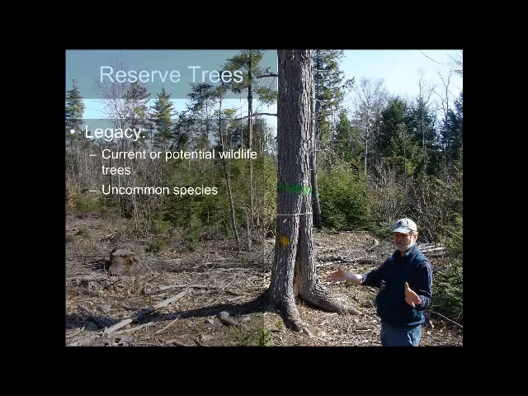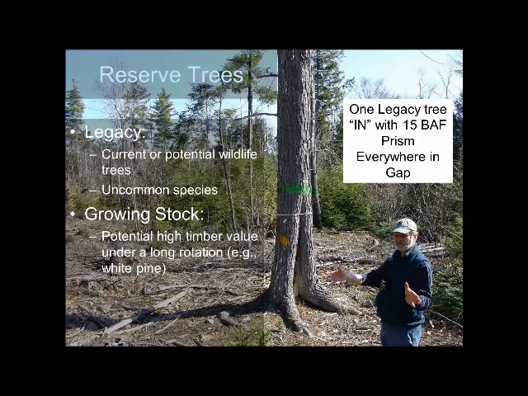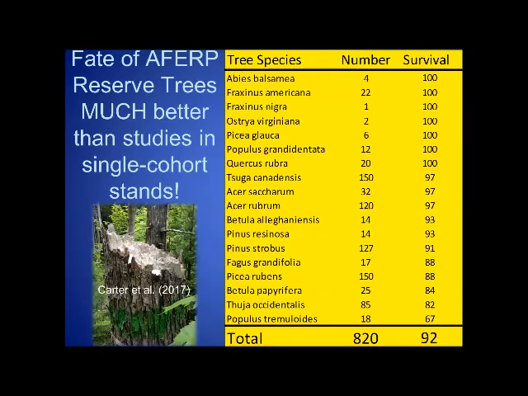Reserve trees in these studies, there's legacy, which are mostly wildlife trees, uncommon species. We have growing stock also. We just do it by, we have 15 square feet as the target. We just go out in the gap. This is dispersed retention. We try to have a one-inch tree with a 15 BAF prism everywhere in the gap. Very simple to do this once you have a target.